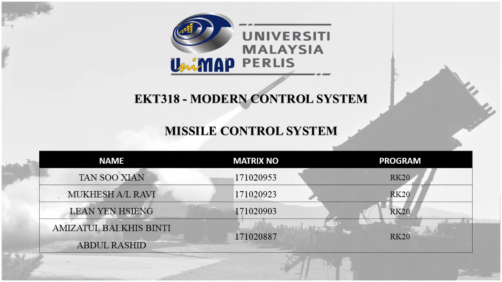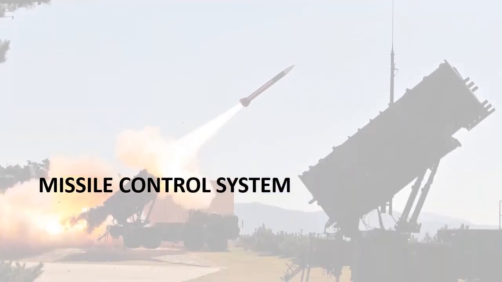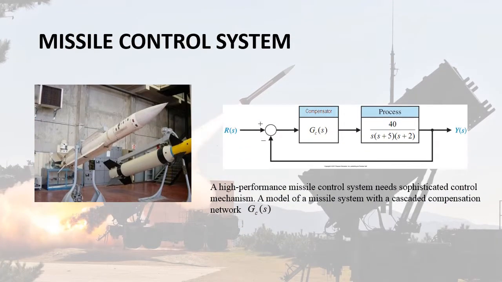All of us are from program RK20, and today we are going to present the results of the mini project given to us, which is the missile control system. A high-performance missile control system needs a sophisticated control mechanism. So in order to achieve that, we were given a model of a missile system with a compensated network G(s).